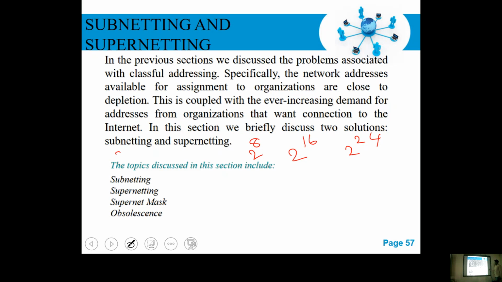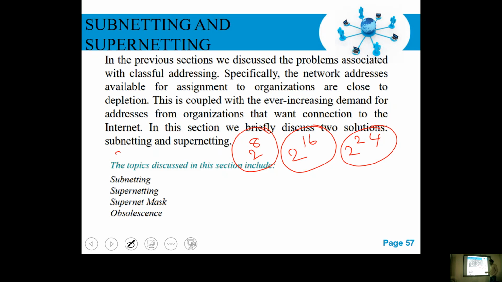So when I consider this, for any organization, I won't have this much requirement. But this number will be very, very small for that particular organization. So how are we going to meet the needs of an organization? That is the question.